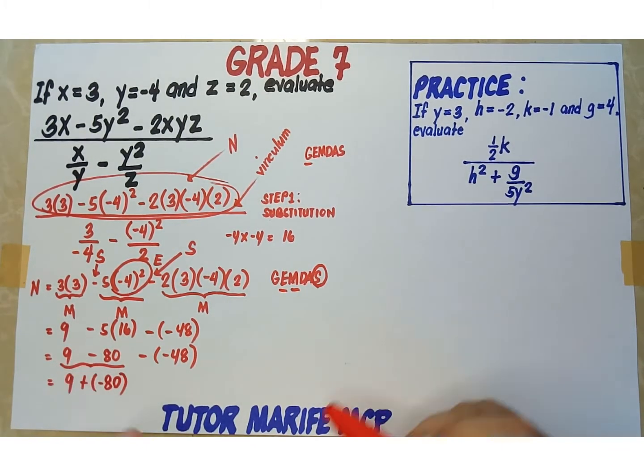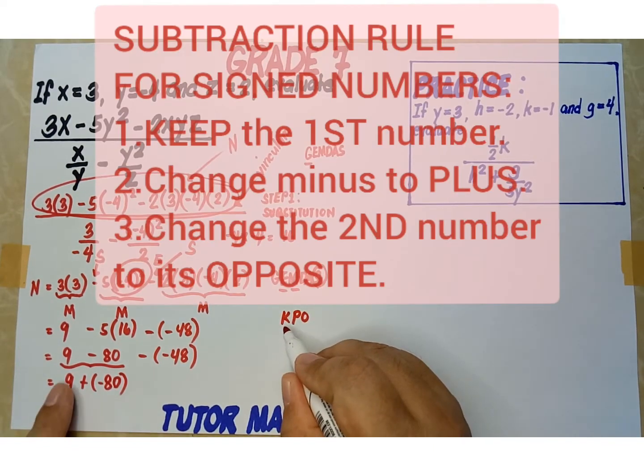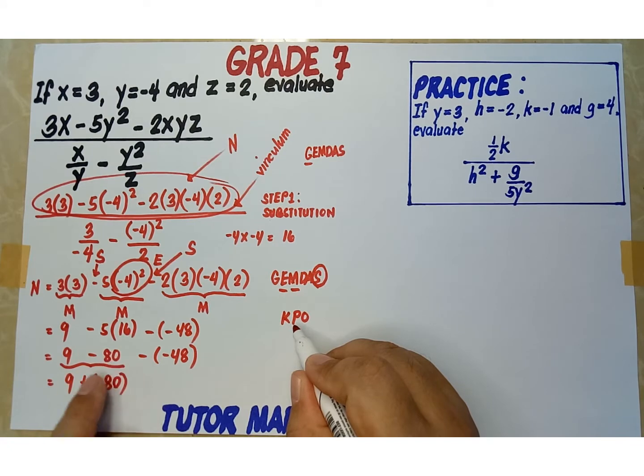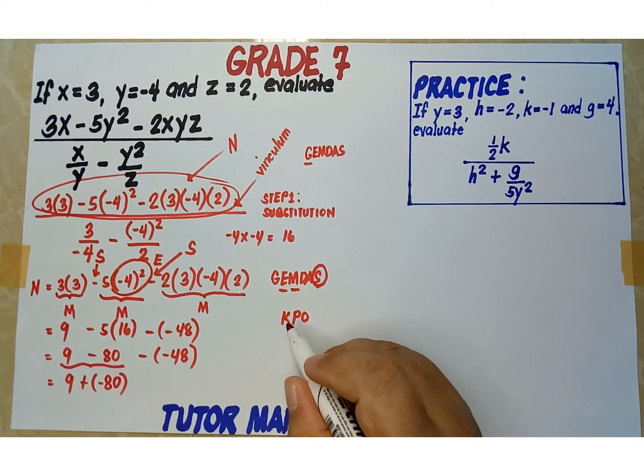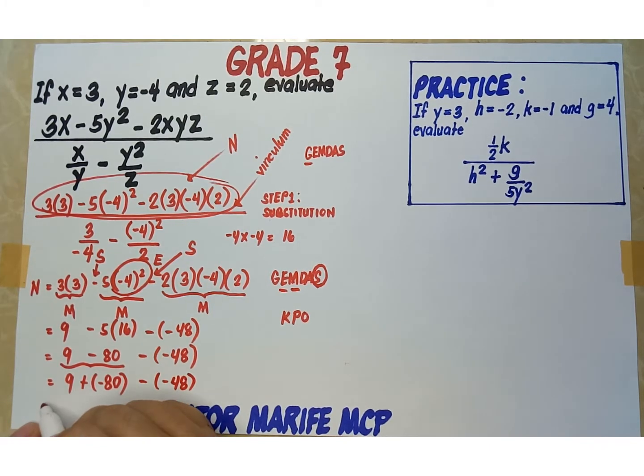Rule in subtraction, KPO. Keep the first term, so it's 9, change minus to plus, and add the opposite of the next number. Opposite of 80 is negative 80. Minus negative 48. 9 plus negative 80 is negative 71.